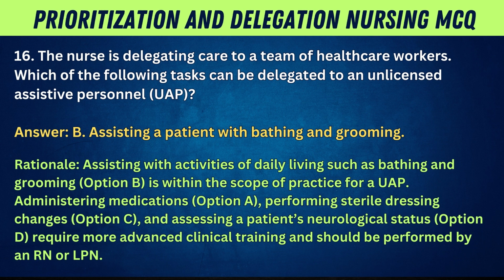Rationale: assisting with activities of daily living such as bathing and grooming, option B, is within the scope of practice for a UAP. Administering medications, option A, performing sterile dressing changes, option C, and assessing a patient's neurological status, option D, require more advanced clinical training and should be performed by an RN or LPN.